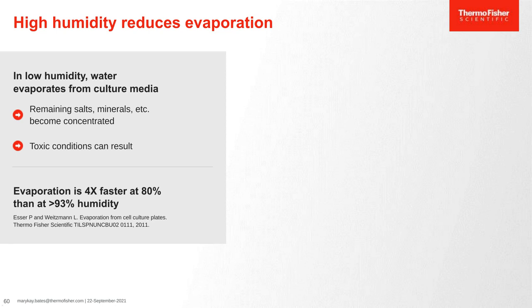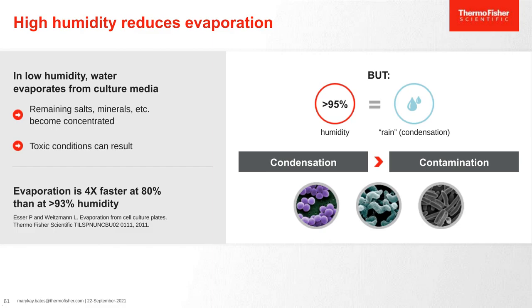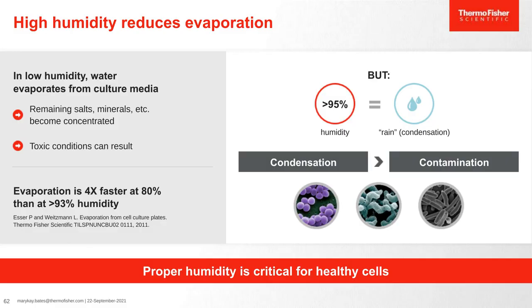And evaporation is 4 times faster at 80% humidity than at 93% humidity and greater. So it's important to have high humidity to prevent evaporation, but too much humidity is also bad. So humidity higher than about 95% approaches 100% humidity, and 100% humidity, of course, is rain or fog. So when the humidity is too high, that can result in condensation of that moisture into liquid droplets or even puddles in your incubator, and that condensation can provide a breeding ground for microorganisms. So proper control of humidity is critical for healthy cells.